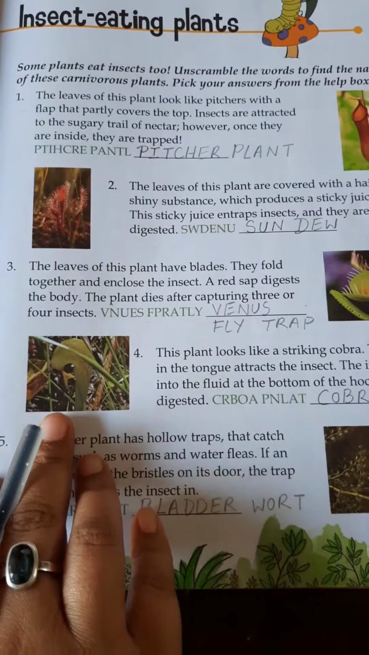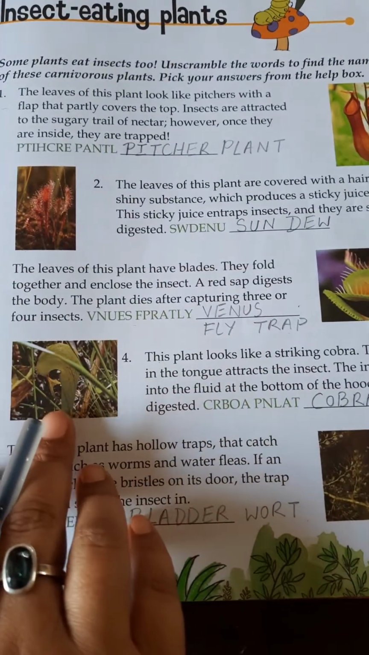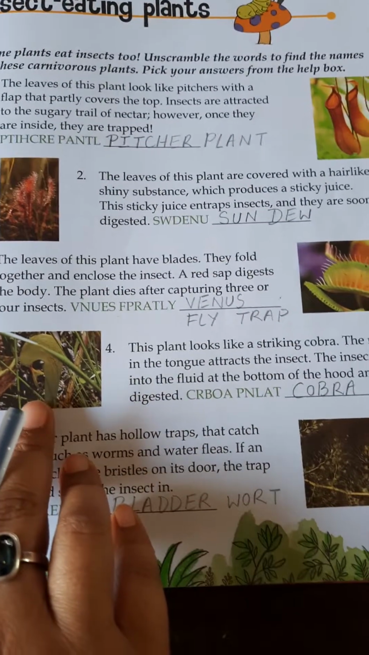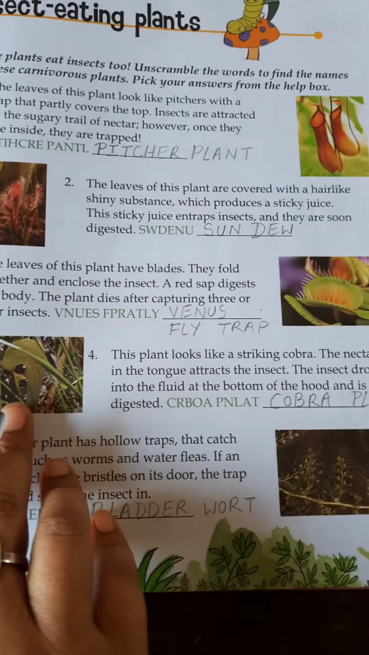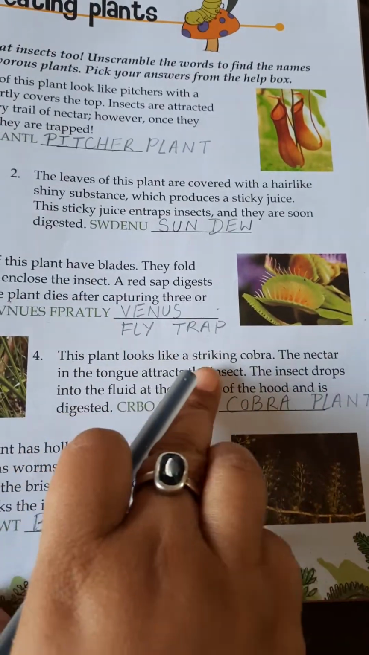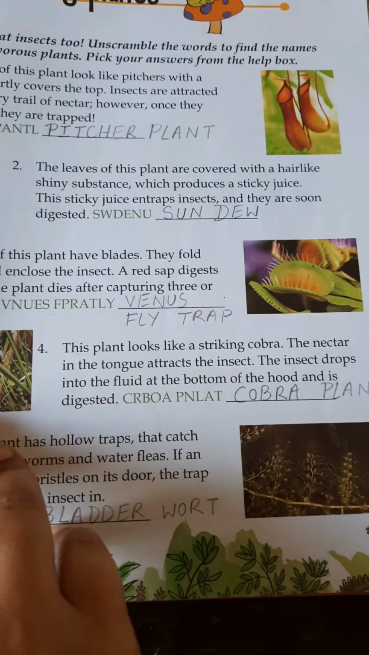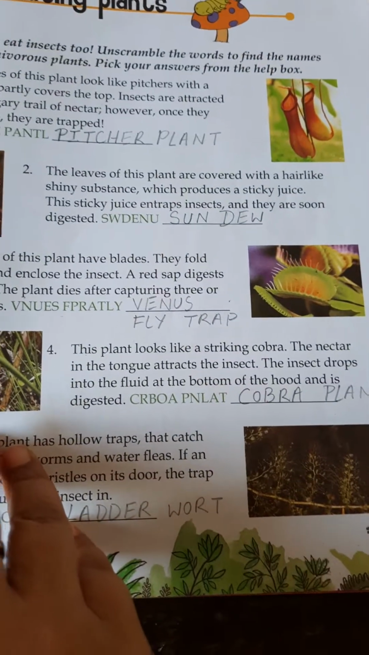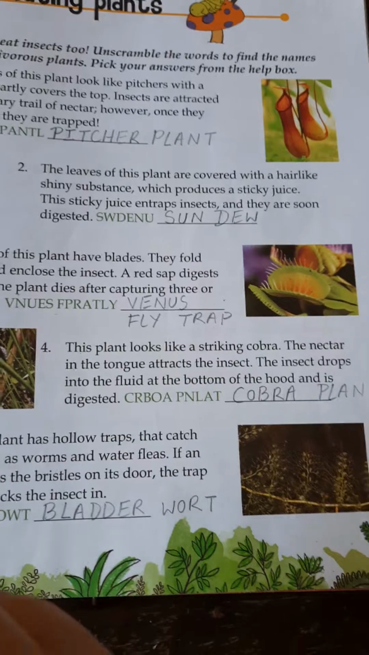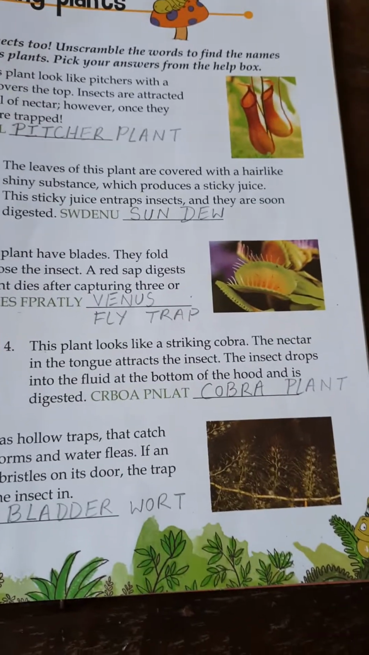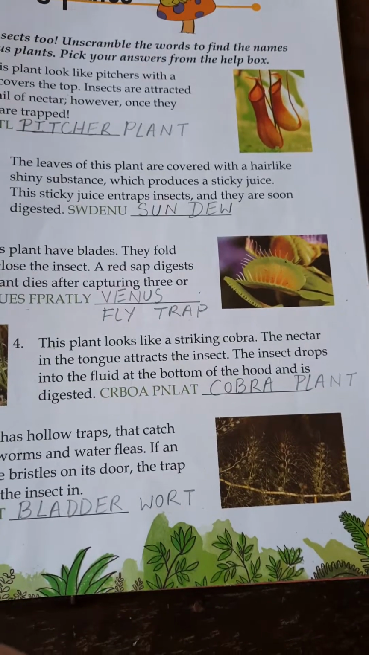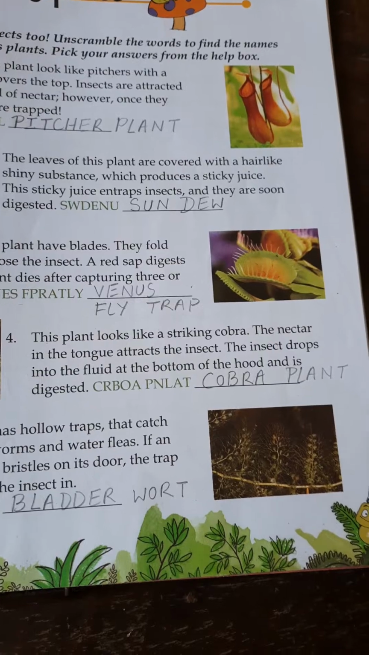Come to the fourth one. This looks weird a bit. This actually looks like a cobra. Cobra plant. It is called a cobra plant. This plant looks like a striking cobra. So cobra, you all know how poisonous it is. The nectar in the tongue attracts the insect. This plant has nectar or a sweet type of thing which is present in the tongue of the plant, and that attracts the insect.